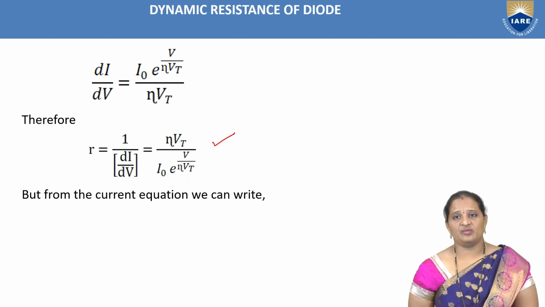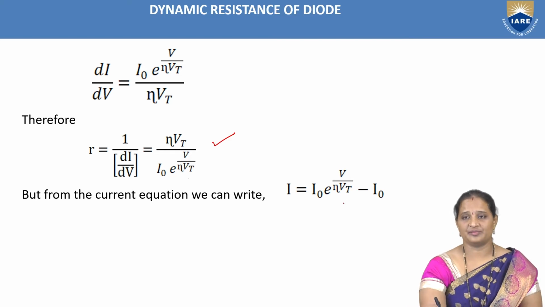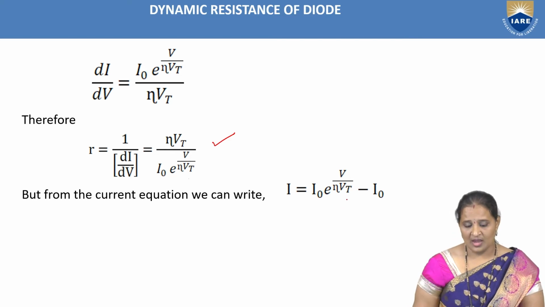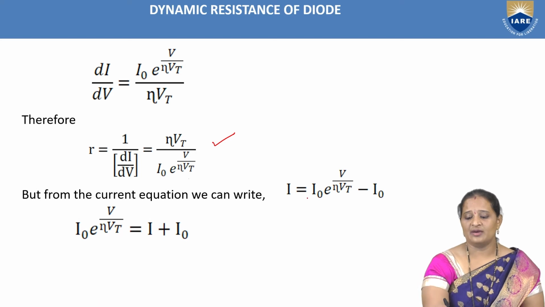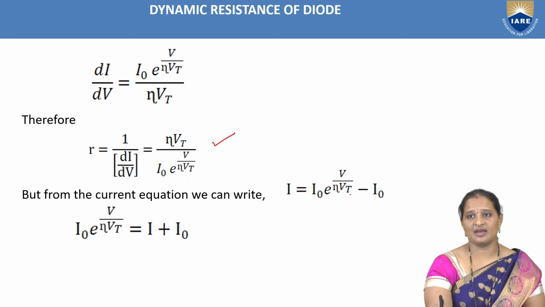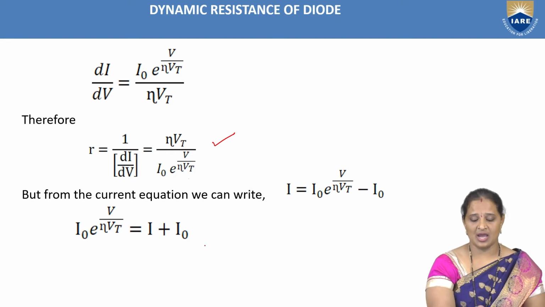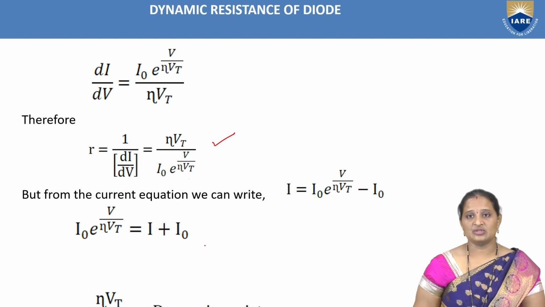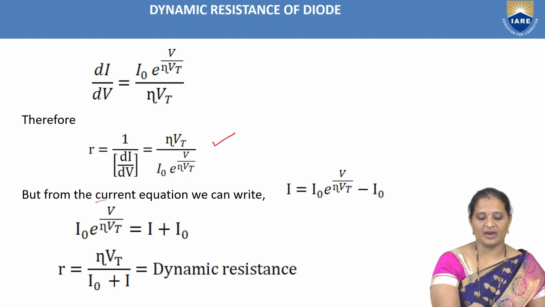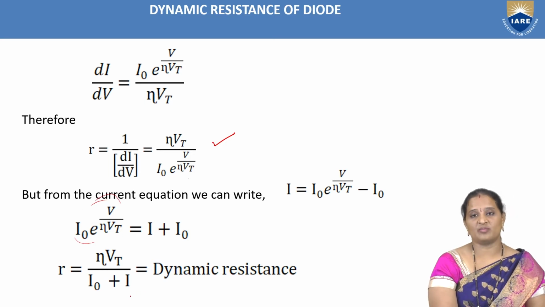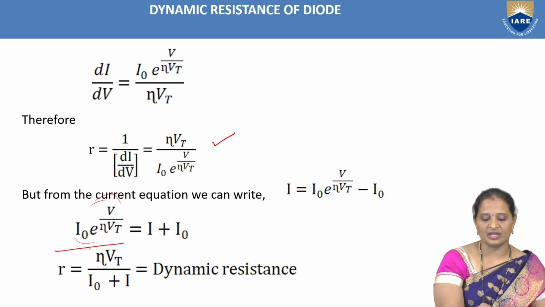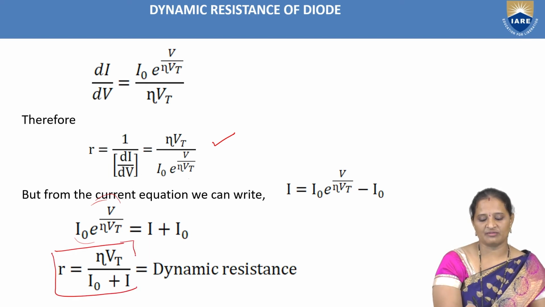From the current equation, we know that I naught into e power V by eta Vt can be written as I plus I naught. So in place of I naught into e power V by eta Vt, we are substituting I naught plus I. So this is an alternate equation for dynamic resistance of a diode.